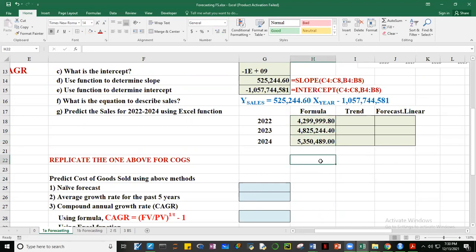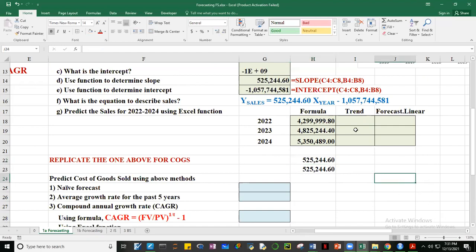Now take note, if we get the difference between 2023 and 2022, we get this one. Okay, also for 2024 and 2023, the difference is the same, 525244, which is the slope. Diba kasi nga ang sabi natin, for every 1 year increase in the year, your sales will increase by 525244.6, which is the slope, di ba? So yan, we were able to prove that indeed, nag-i-increase yung sales ng 525244 for every 1 year increase. Okay, it's already time guys.